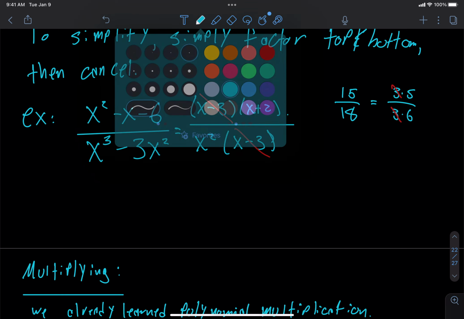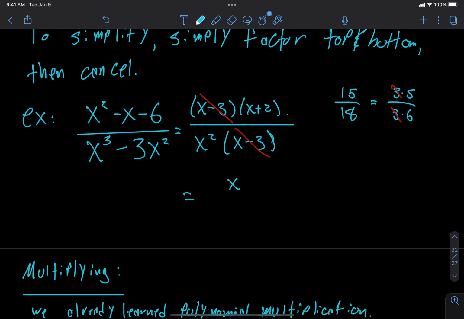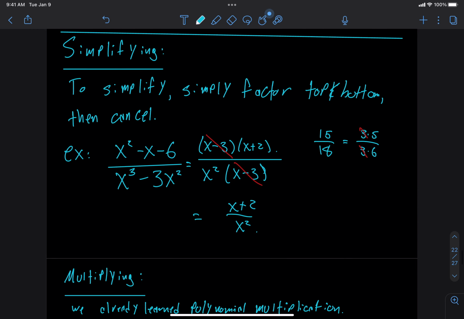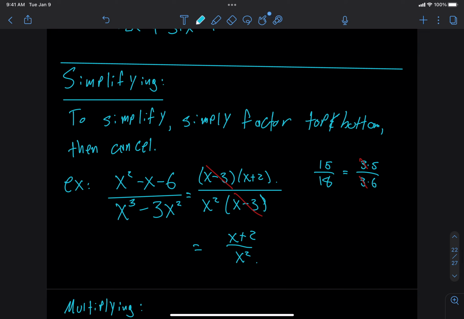Okay, so in the end, my final answer is (x plus 2) divided by x squared. All right. So this is how we simplify a rational expression, which is a composite of two polynomials. Any questions on this process?